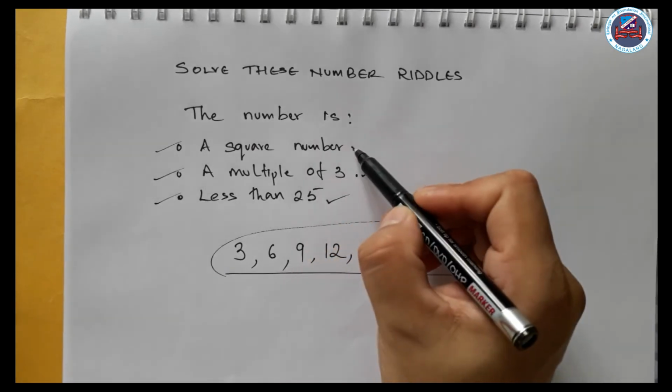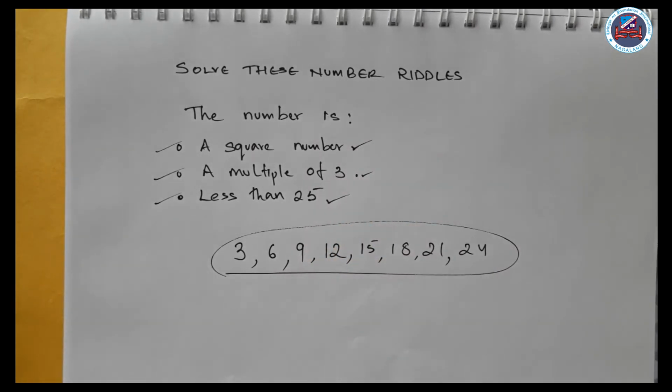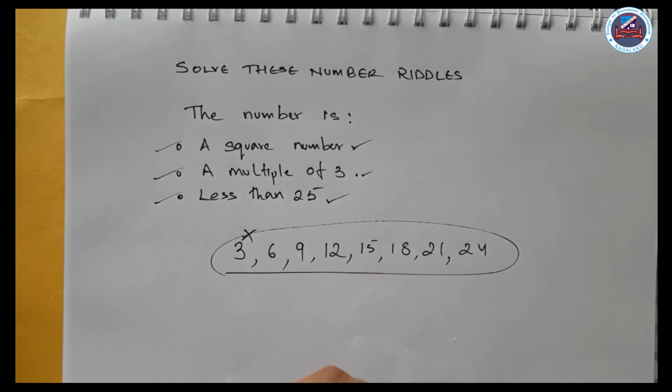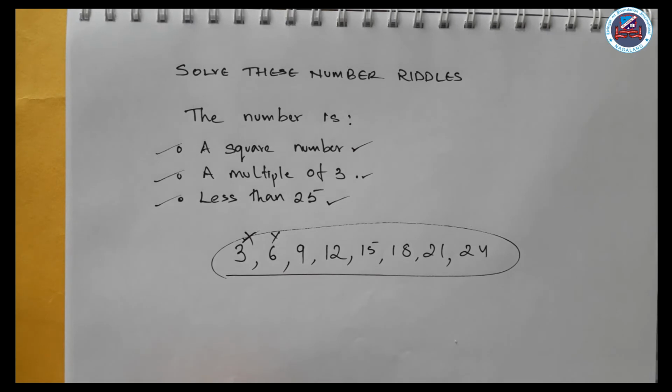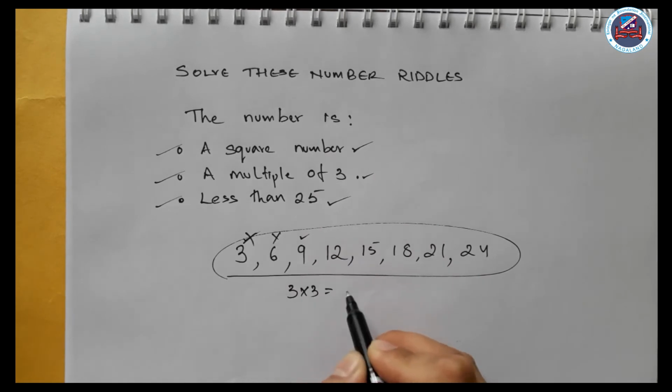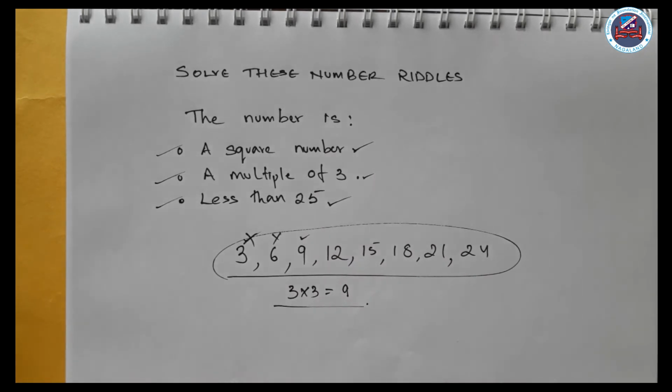Now let's look at the first clue. A number is a square number. So from here, which number do you think is a square number? 3. 3 is not a square number because the number will not multiply itself and give you 3. Similarly, 2 into 3 is 6 and 6 into 1 is 6. 6 is also not the answer. Now 9. 3 into 3 equals 9. So 9 is a square number and it is a multiple of 3 and it is less than 25.